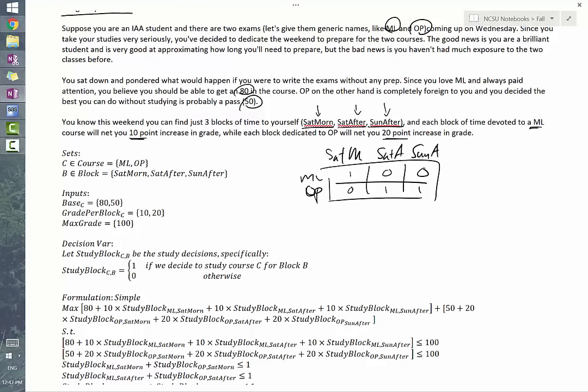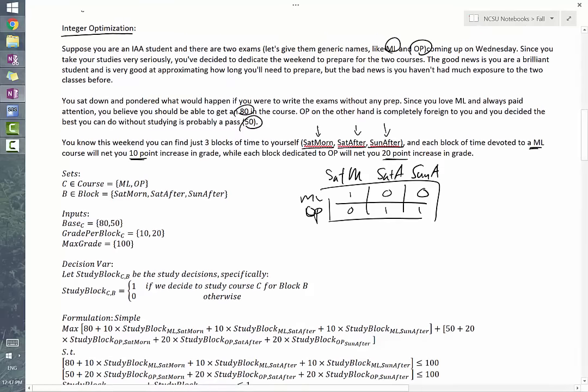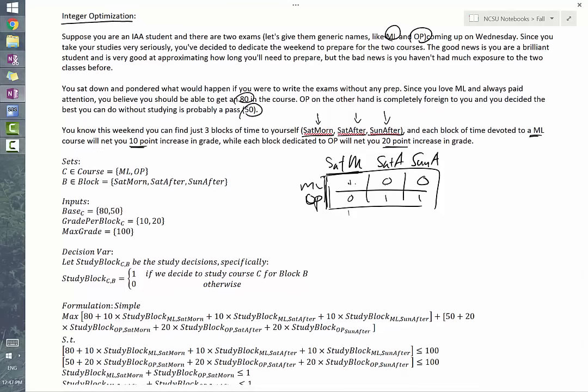So let's use the same techniques we talked about in the previous problem. First of all, we go through it and look at the decision that we have to make. We have, again, opportunity to make decisions over 6 variables. Specifically, as Saturday morning, we're going to look at if we're going to study for ML, if we're going to study for OP, and the same for Saturday afternoon and Sunday afternoon.